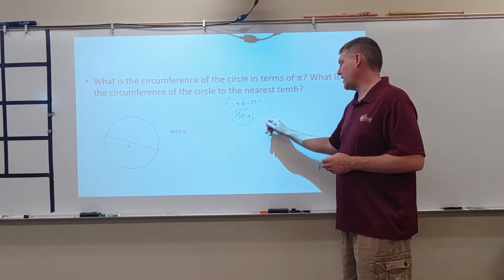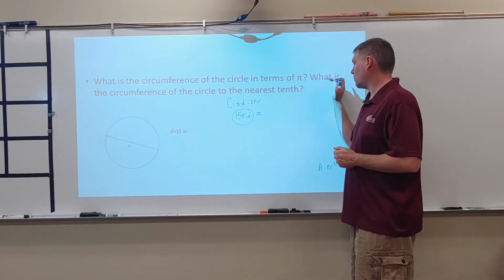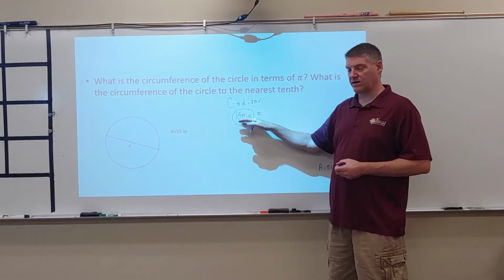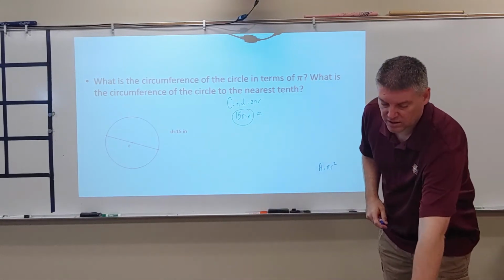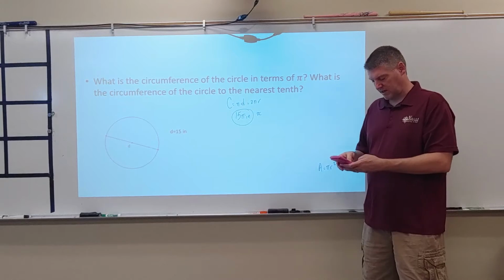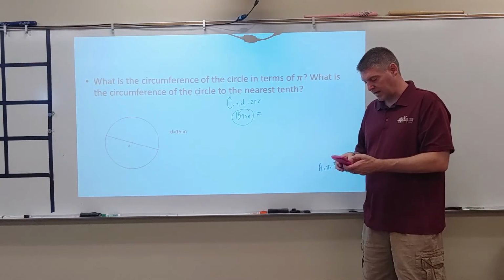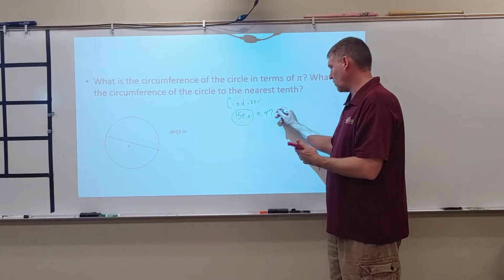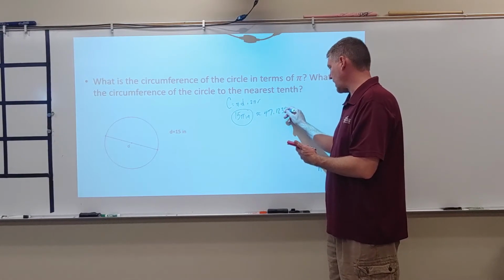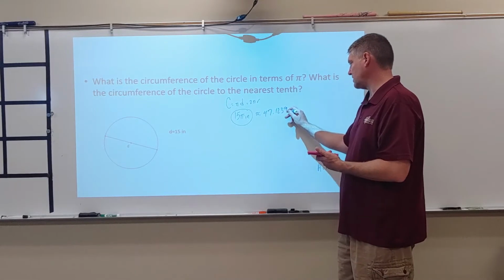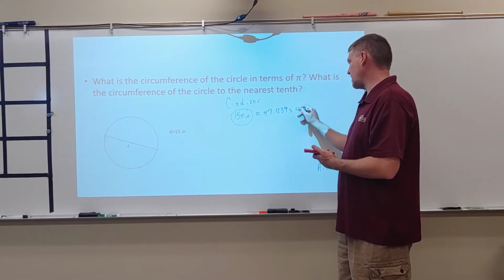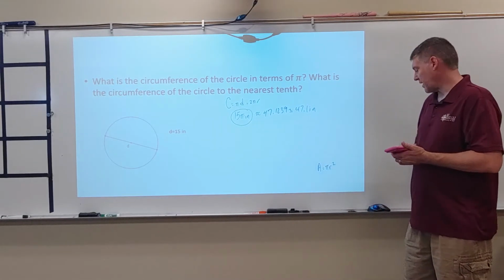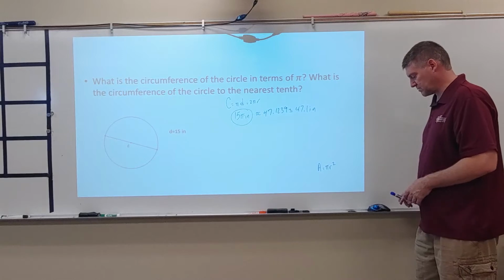Now, for my next one, it says, what is it to the nearest tenth? So now I need to take this value for pi, and you can use your calculator there and plug it in. So 15 pi, I get 47.1239, and I'm rounding to the nearest tenth, so that's 47.1 inches. Okay? So make sure that you round to the correct spot.